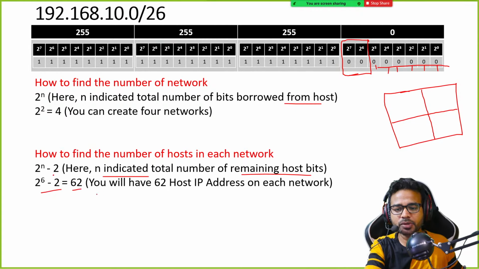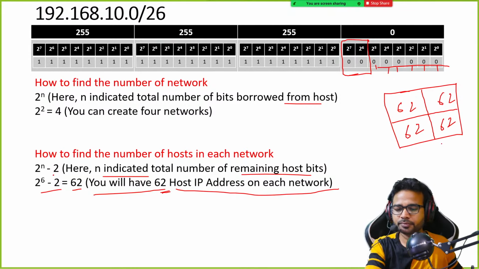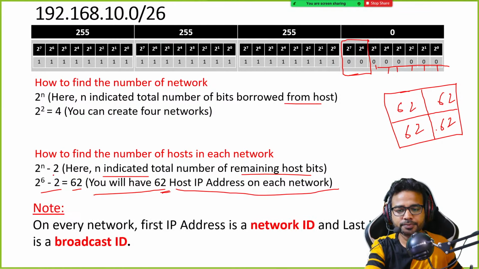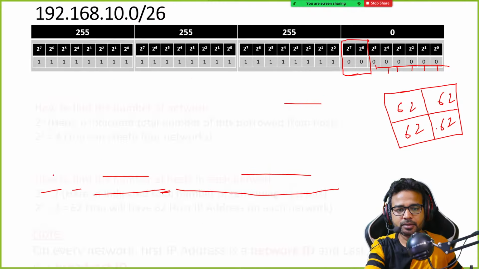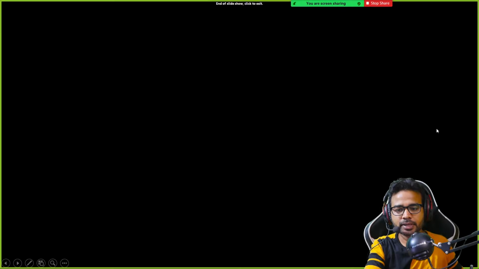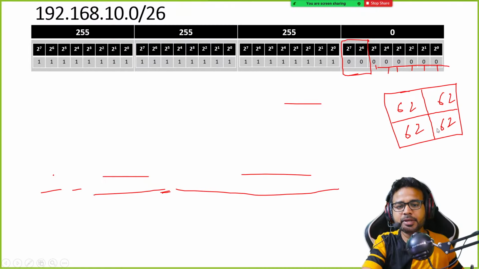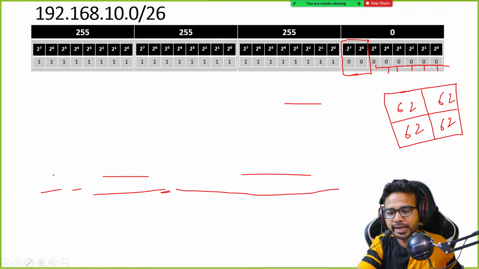On each network, you will get a total of 62 IP addresses. Got it? Here also 62, here also 62, here also 62, and here also 62. Very, very easy. Correct? Alright, and that's it. I think class C subnetting has finally ended.